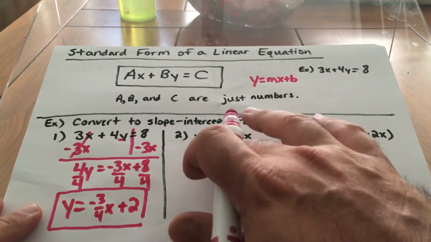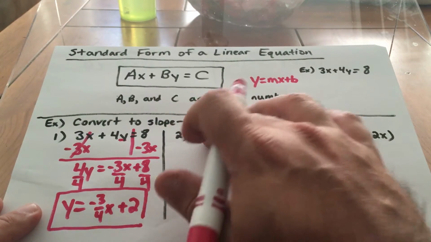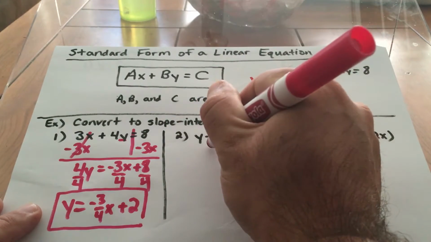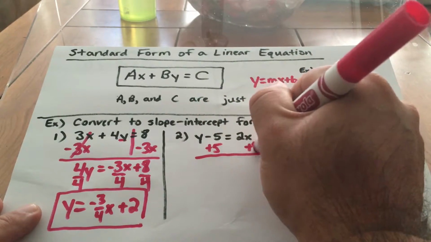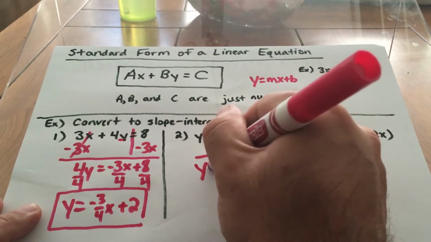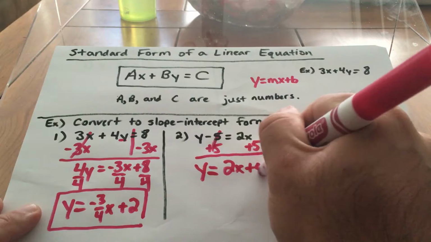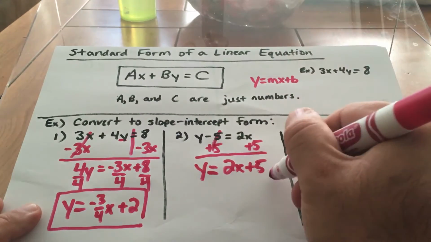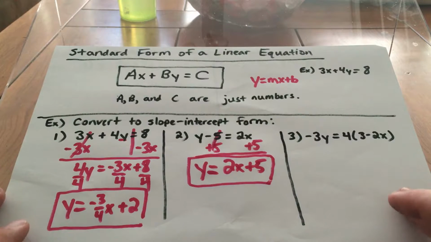Okay, so the goal is to get y by itself here. Notice the only other thing that's over here with y is this negative 5. So if I want to get it by itself, I'll add 5 to both sides. Notice minus 5 plus 5 will cancel, and that leaves you with y equals 2x plus 5. Notice this is in that form. That's the only step we have to do. So that's the final form.